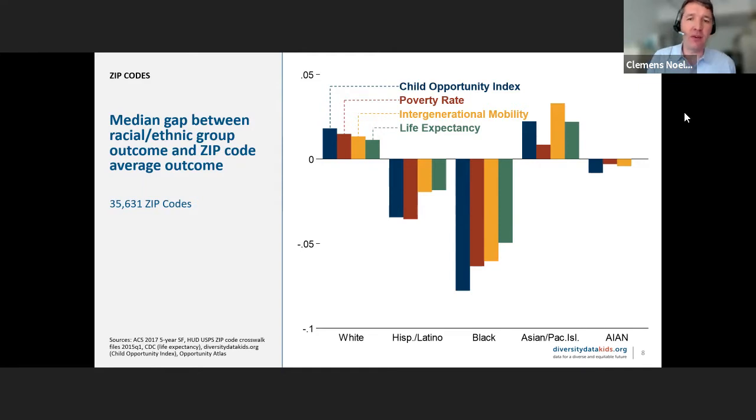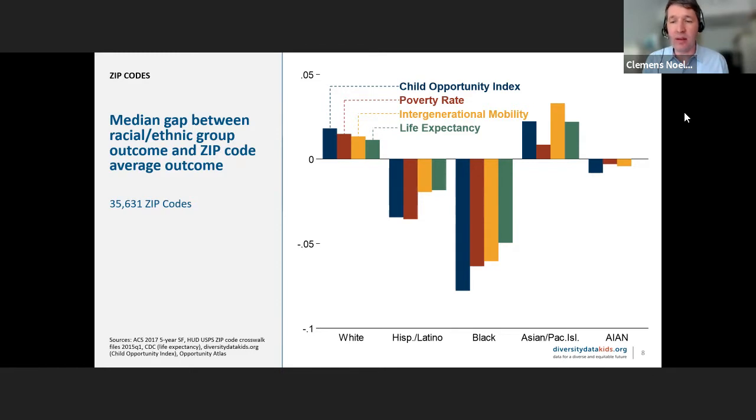The typical white child, for example, lives in a census tract that has a neighborhood opportunity a little bit above the zip code average. I should say all the outcomes are standardized, so the y-axis is in units of standard deviations. The typical Black child lives in a census tract with an opportunity that is below the zip code average. Hispanic, Latino children similar, slightly below, Asian Pacific Islander slightly above, Native American slightly below. But overall, these differences are really quite small, below 10% of a standard deviation. However, that's just part of the picture.